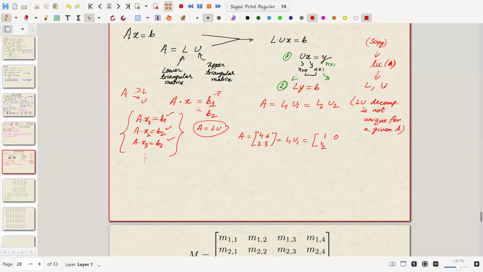But anyway, I will just show you that this is the case. L is 1, 0, half, 1, and U is 4, 6, 0, 0. If you see, this is L, and this is the upper triangular matrix U.